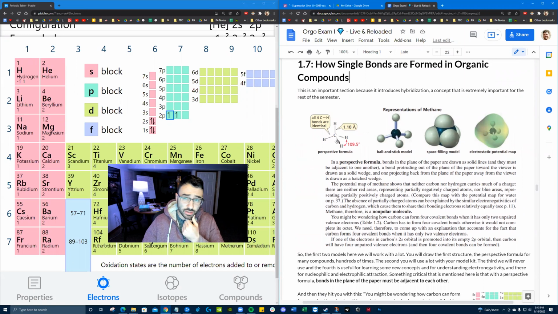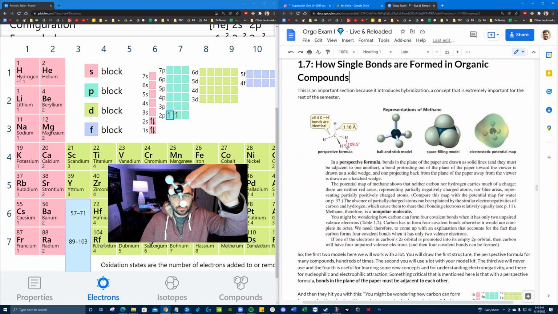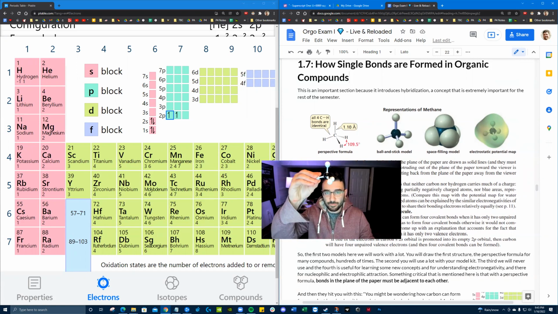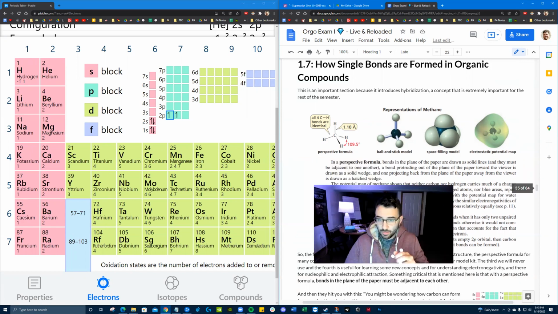And it shows us this picture here of methane. Believe it or not, chapter 1 is the first chapter where you can start using your model kit, which is pretty exciting. So I've built methane here. You can see the same thing here as is right above it. Now, the interesting thing is, and what it says here is that a bond protruding out of the plane of paper, there's one towards the viewer, which is a solid wedge. There's one projecting back from the plane of paper away from the viewer, which is a hatched wedge. And then there's two others that are in the plane of the paper that should always be drawn adjacent to each other.